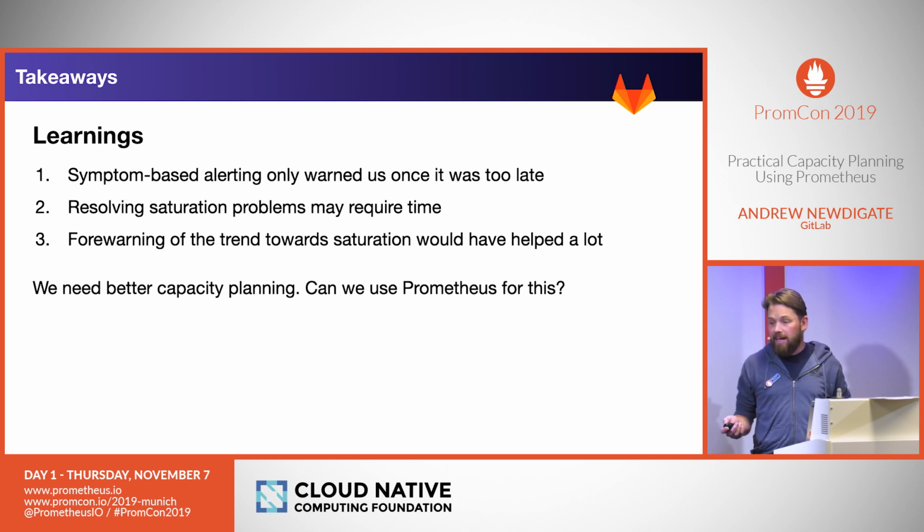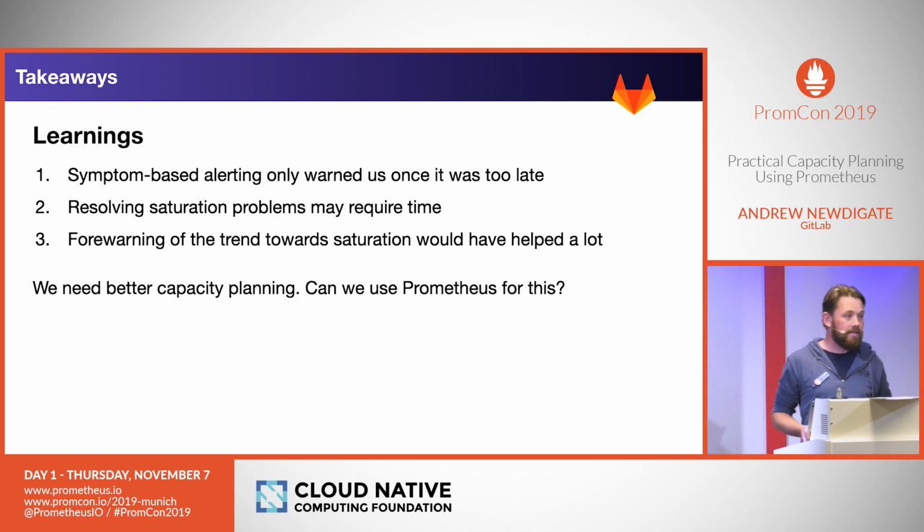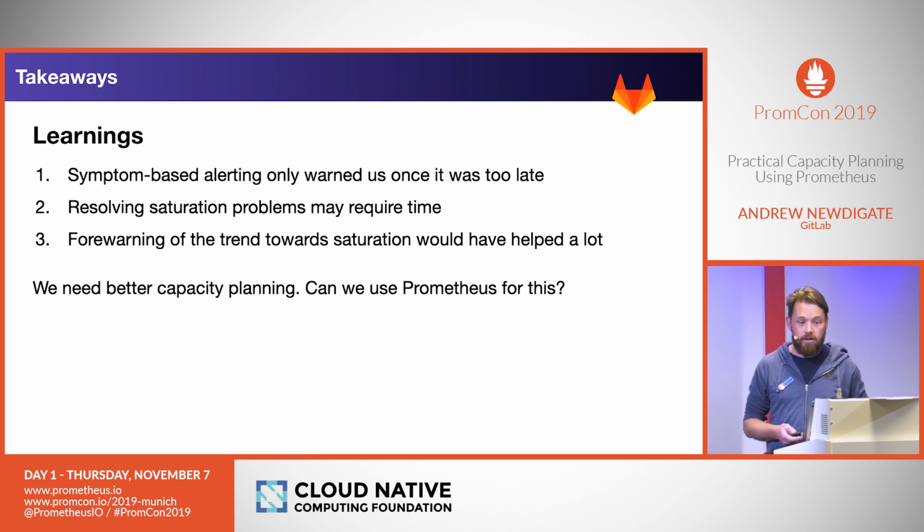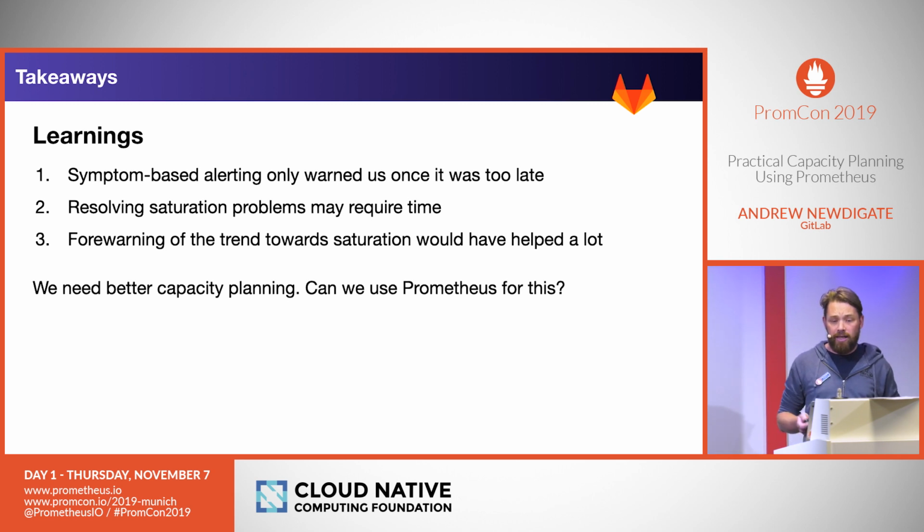So what were the main lessons that we learned from this incident? Well, the first was that while our symptom-based alerting had worked really well, it only notified us of the problem when it was too late, once we got ourselves into a bit of a corner. Had we had more warning, we could have addressed the issue beforehand, before the incident occurred, and possibly avoided it altogether.